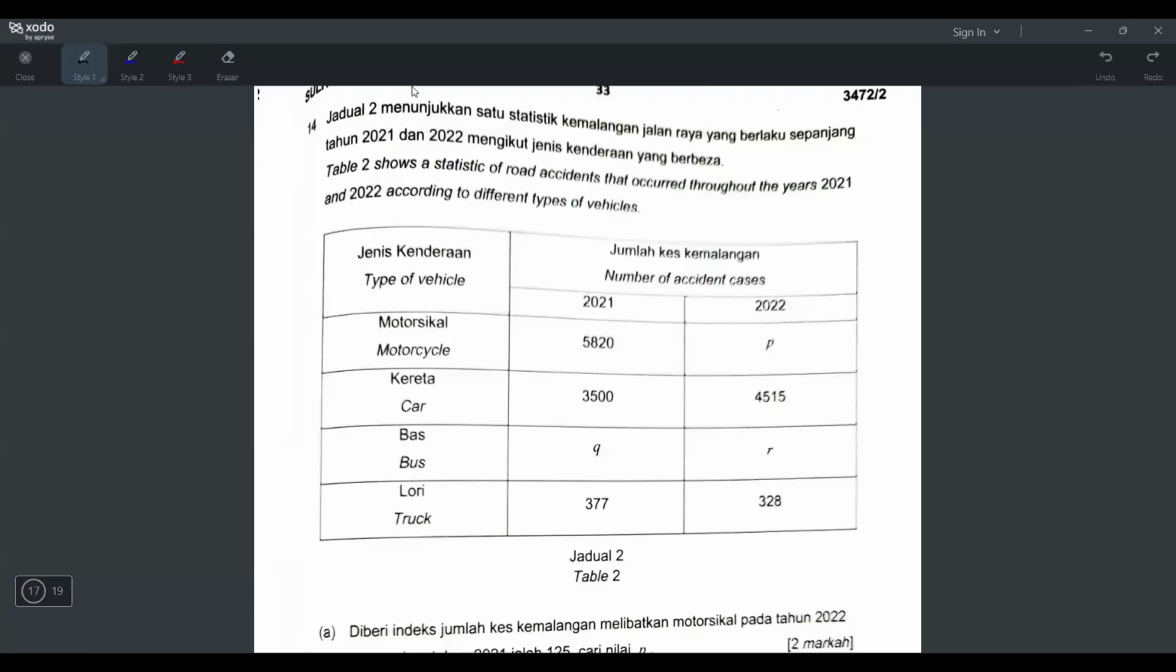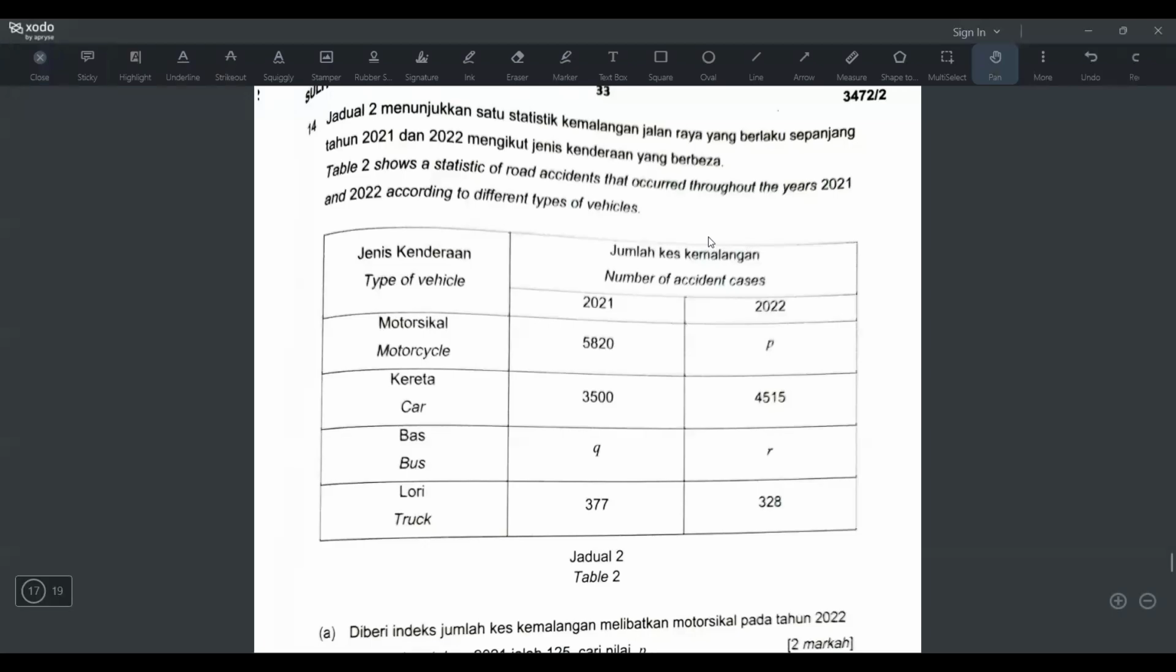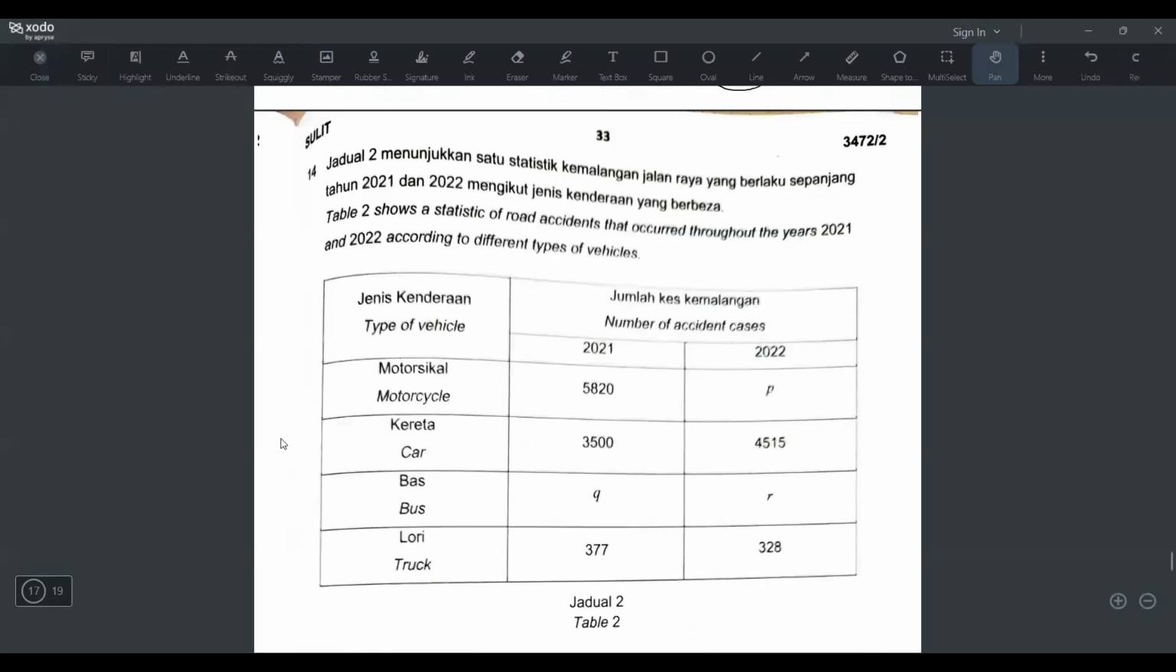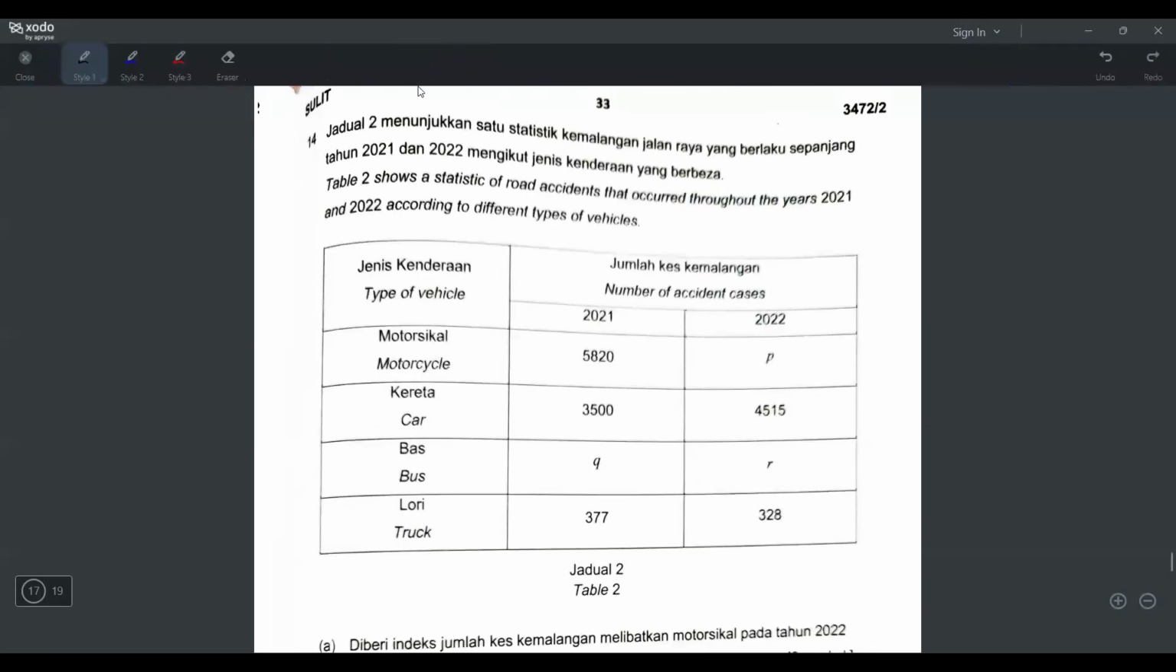All right. Let's continue with number 14. I think this is index number, and I think this is the last question. Because I won't do 15. 15 is kinematics. I won't do it. So let's finish this. Let's go. 14. Table 2 shows a statistic of road accident that occurred throughout the years 2021 and 2022 according to different types of vehicle. Motorcycle, car, bus, truck. Number of accident. So this one, all the number of accident. The PQR is not given, so I think we can assume they must ask us to find the PQR.